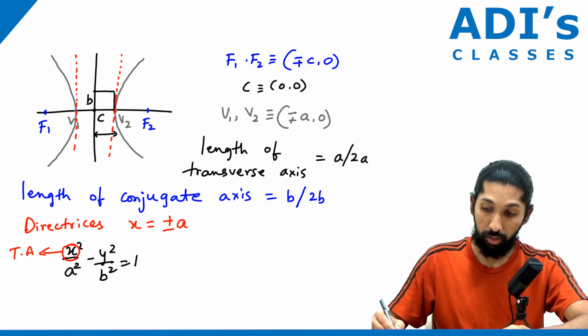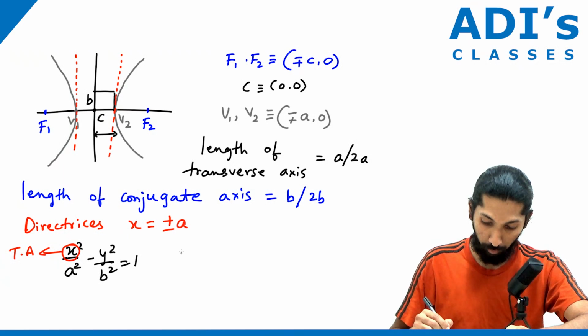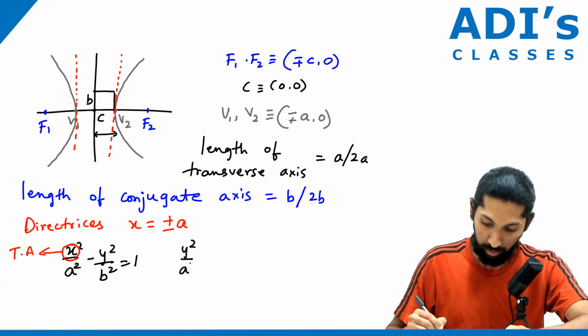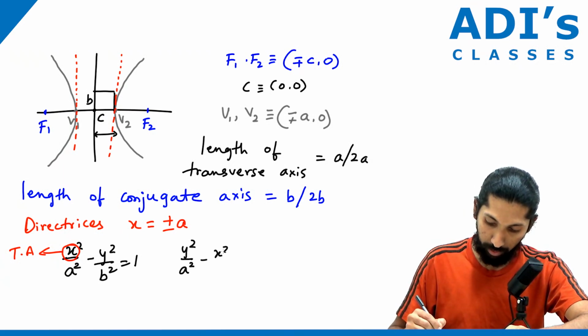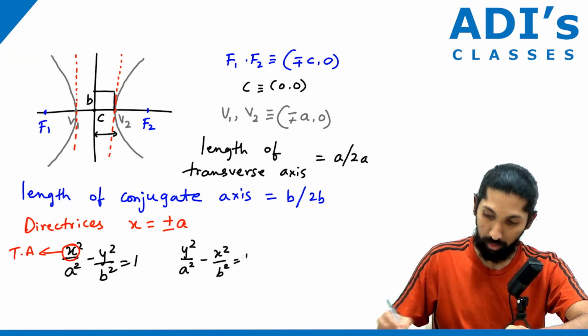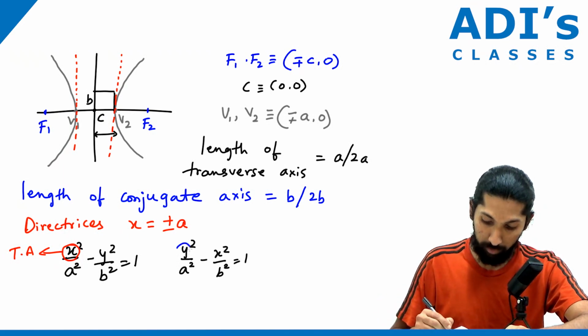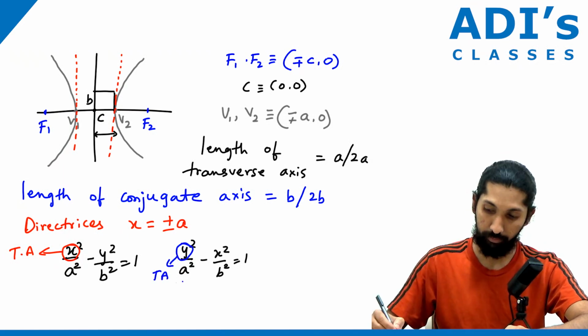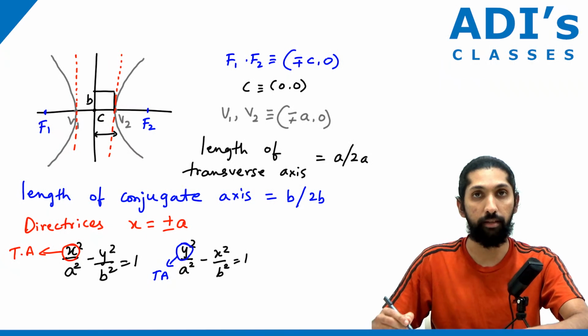Fair enough? Suppose the equation is y square by a square minus x square by b square is equal to 1, then y is positive, so the y-axis is going to become the transverse axis. Always keep this in mind.